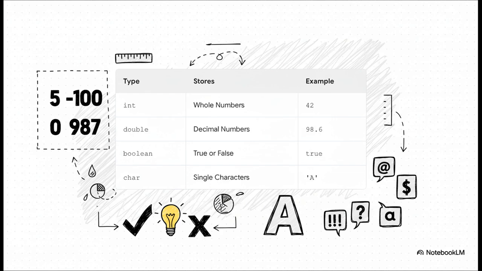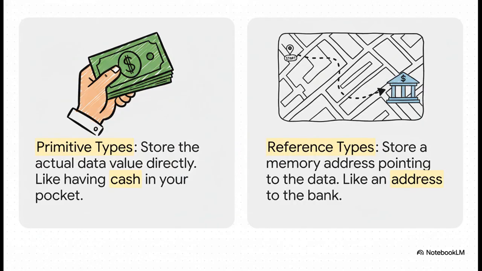And this isn't just for us. It tells the computer exactly how much memory it needs to set aside for each box. And all those data types basically fall into two big camps. First, you have primitive types, like the ones we just saw. These are like having cash right in your pocket. The value is right there, stored directly.